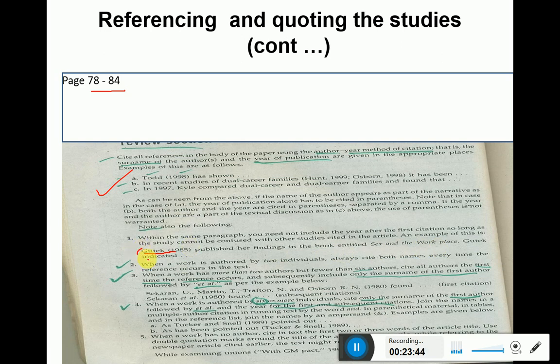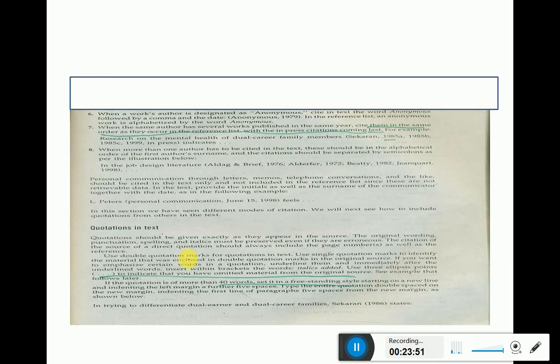That is known as in-text referencing, and that is done by the APA style. Hopefully, a bit of the idea will be clear.